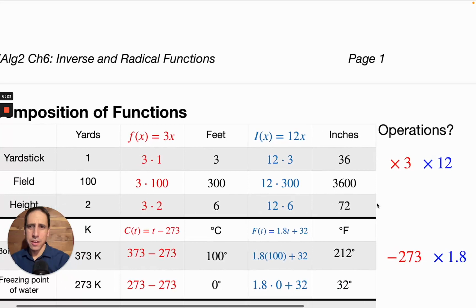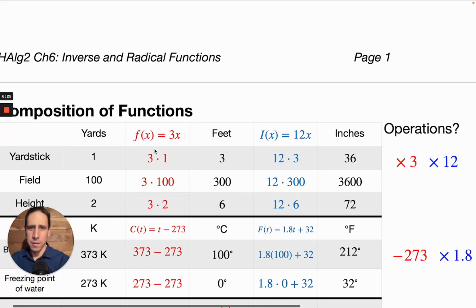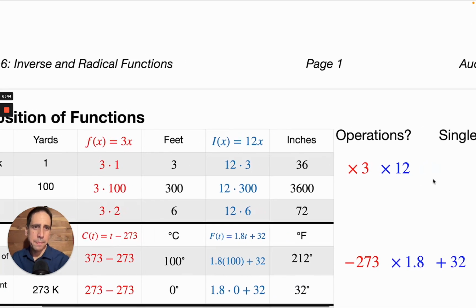So the operations that I have to do to go, and you can see I'm actually calling this the f function for feet. This f function is a function that takes yards and turns it into feet. And this I function, I of x, is going to take feet and turn it into inches. And I do that over 2 separate operations. First I multiply by 3, and then I multiply by 12.